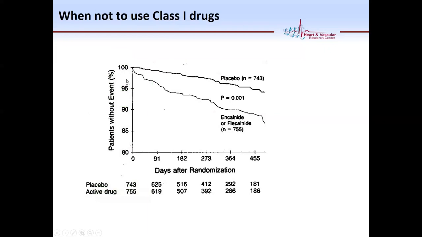I remember when this result came out and we had to stop the trial and call the patients from Columbia who were enrolled in it and say, get off your flecainide and encainide. These are great drugs at suppressing various arrhythmias, but they increase your mortality quite significantly if you're a post-MI patient with an ejection fraction of 40% or less. So after CAST, we said you can't use these drugs in patients who are like CAST patients. You increase their mortality.